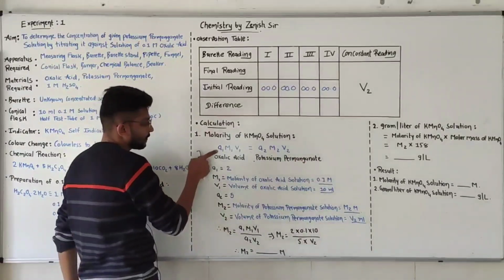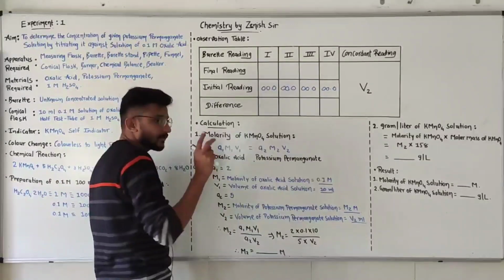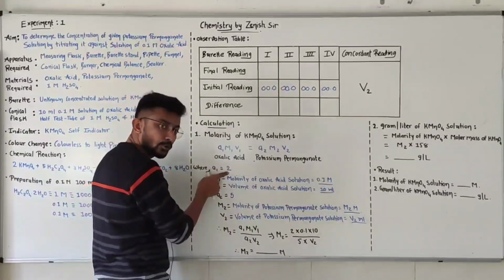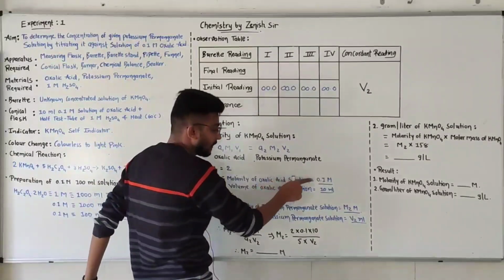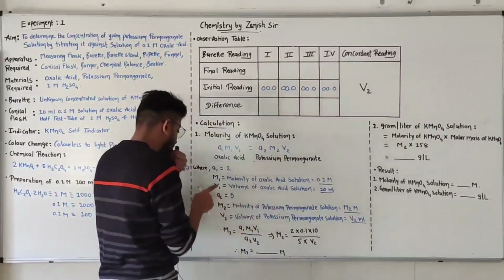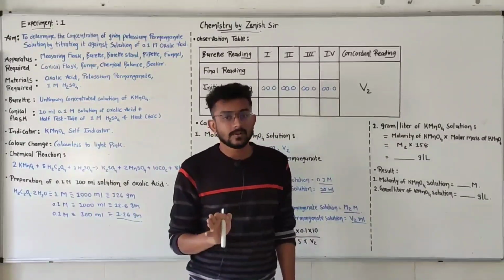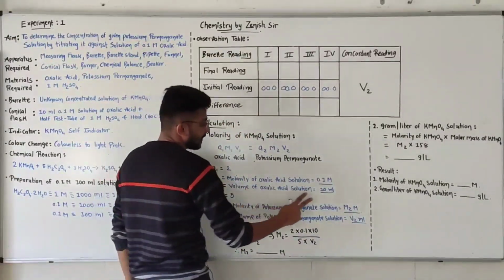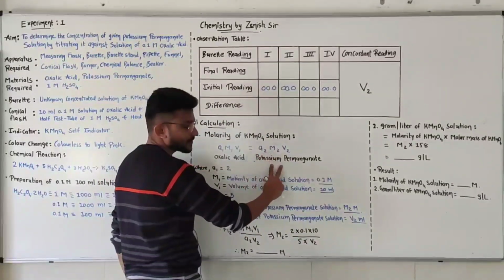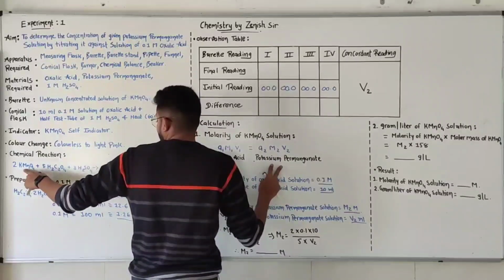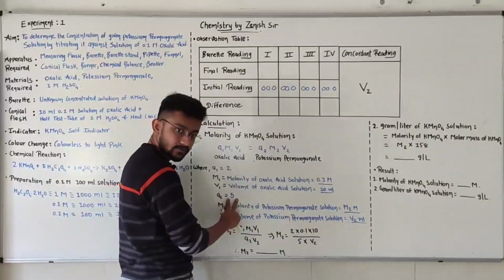So what will be the A1? Electron transfer of oxalic acid. I told you, remember that oxalic acid is transferring 2 electrons. That's why A1 will be equal to 2. M1, molarity of oxalic acid solution, we made it 0.1 molar. After that, the volume of oxalic acid, in every single reading we are taking 10 ml. That's why the volume of oxalic acid will be 10 ml. Now A2, electron transfer of potassium permanganate. I told you it is transferring 5 electrons because Mn goes from plus 7 to plus 2. That's why A2 will be equal to 5.